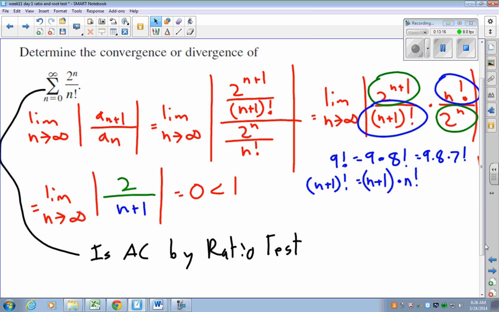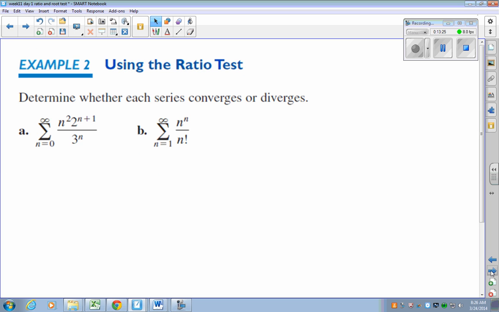I'm going to give you a couple more examples where it works, where it doesn't work, and when you know you should use the ratio test. I'll show that in a second. So we're going to try them again on A and B. Notice again that on these problems there are factorials on some of them, and numbers to exponents, or n to an exponent. So you're going to see a lot of that with the ratio test.